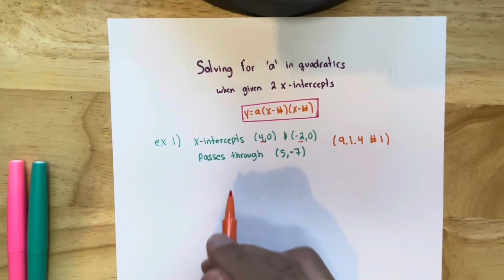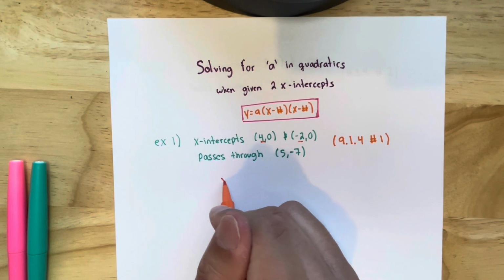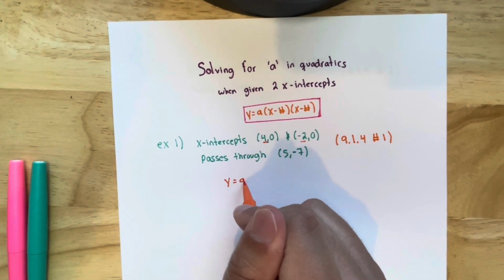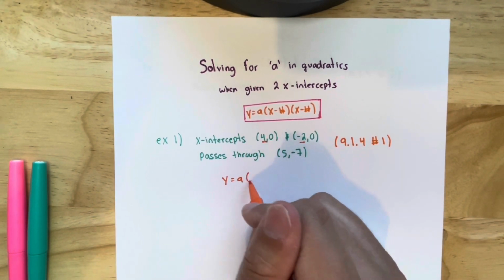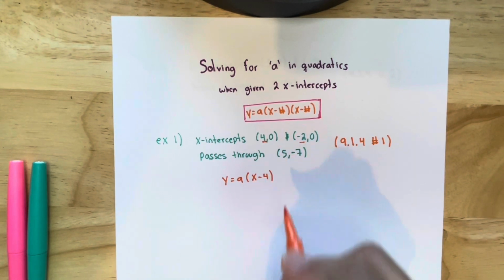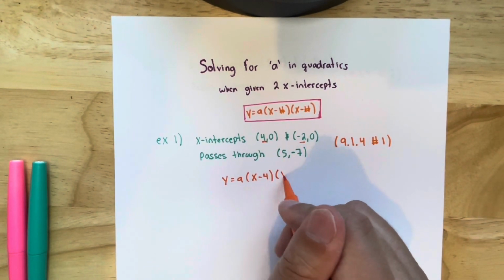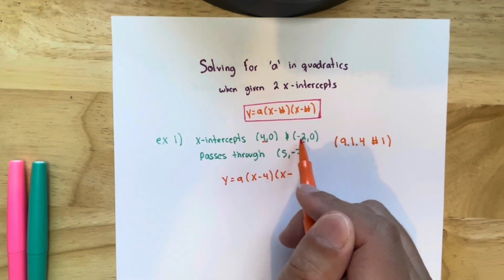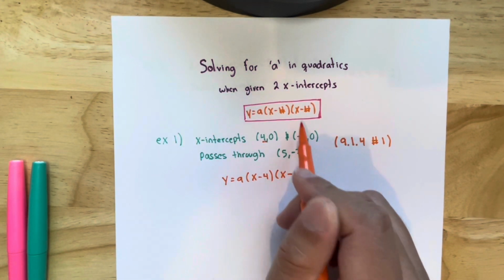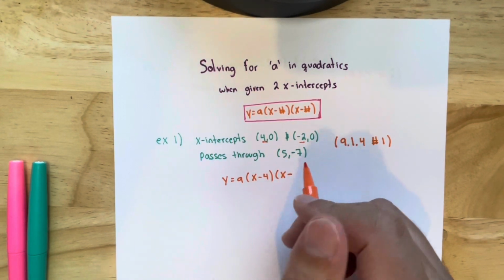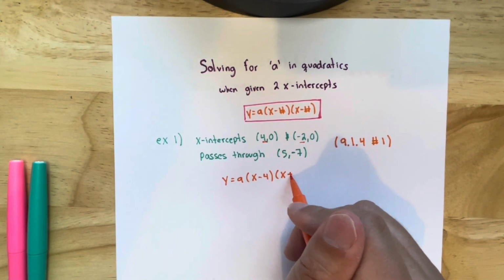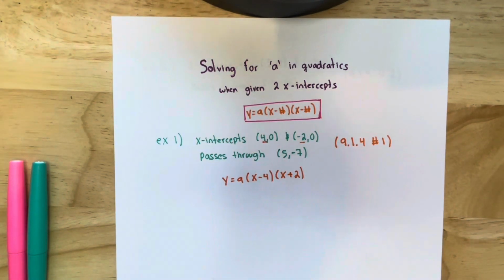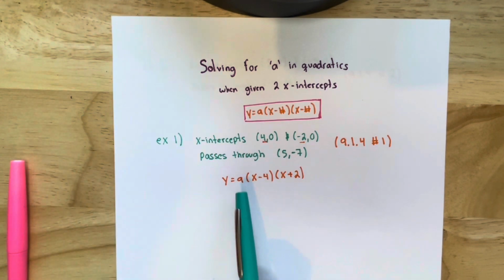So we're going to write this as y equals a, which we don't know yet, and then x minus 4. The other parenthesis says x minus, but there's another negative in the formula and also a negative in the actual answer. Because it's minus negative 2, that turns into a positive 2, and then we close the parentheses, because two negatives always make a positive. This looks great, but one problem: we don't know what a is.